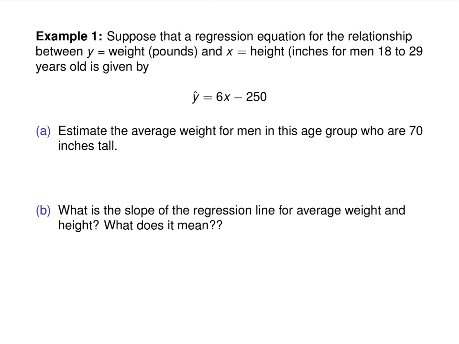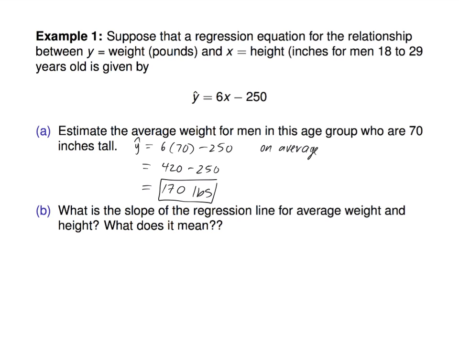So here's a regression equation for the relationship between the weight in pounds and the height in inches for men aged 18 to 29. So estimate the average weight for men in this age group who are 70 inches tall. What comes out from y is the weight. What goes in for x is the height. So how would you figure out the average weight of somebody who's 70 inches tall? Yep, y hat would be 6 times 70 minus 250. And of course you get calculators, but that's 420 minus 250, or 170, right? Okay, let's label it, it's pounds.